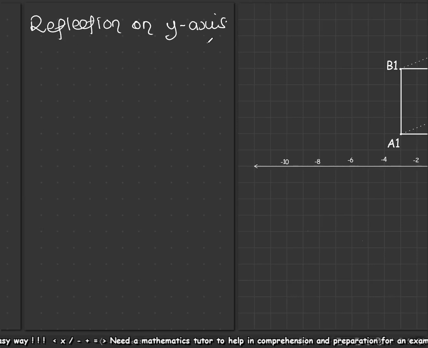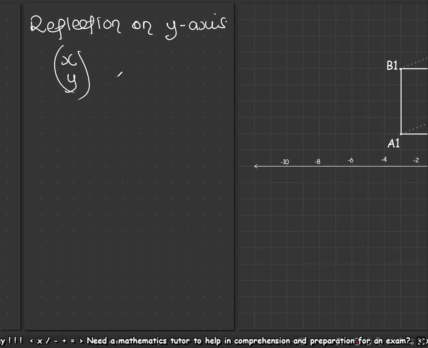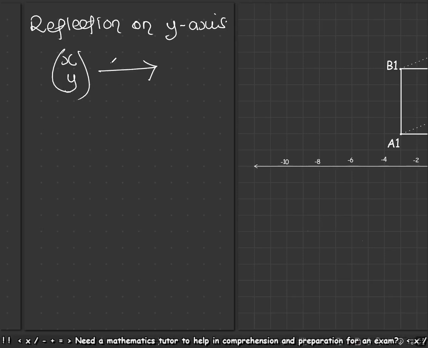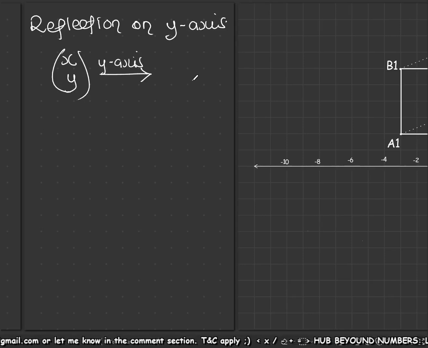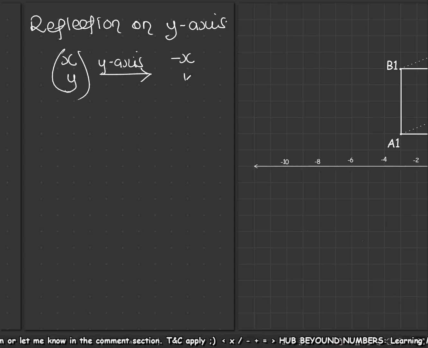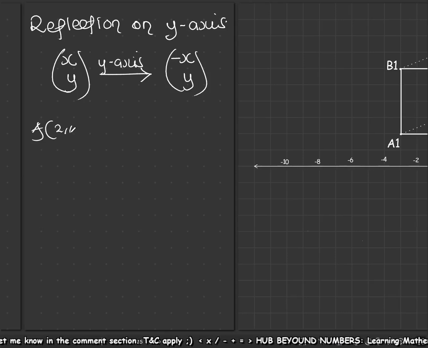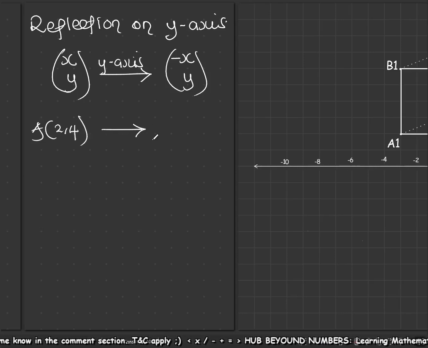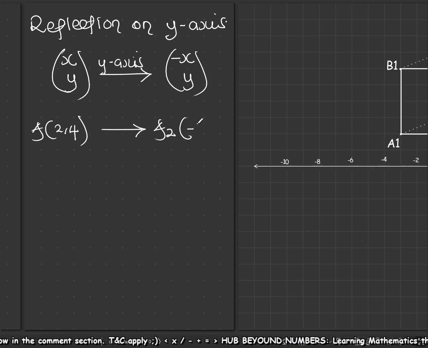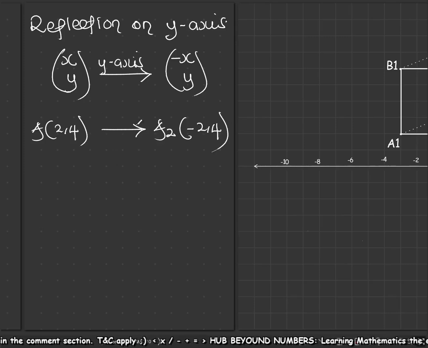Now, we are reflecting on the y-axis, and as I said, if you have a point x, y, and you want to reflect on the y-axis, then all we need to do is negate the x. So our mirror line is the y-axis, and it becomes negative x, y. Hence, for our point A, whose coordinate was 2, 4, if we reflect it on the y-axis, we are going to get our A2, whose coordinate is negative 2, 4. All we've done is negate its x component.